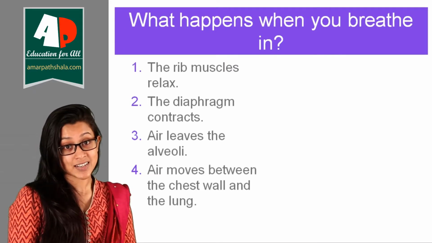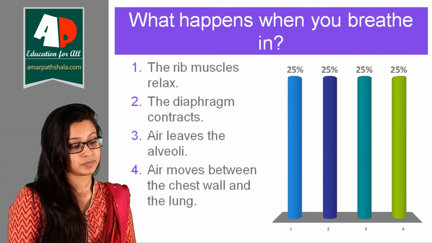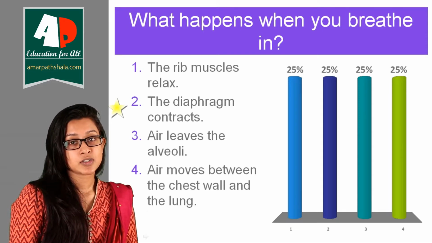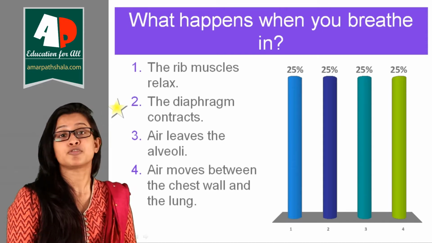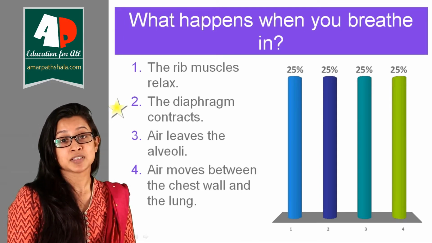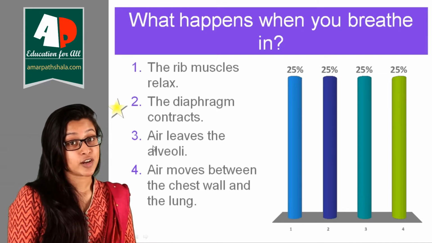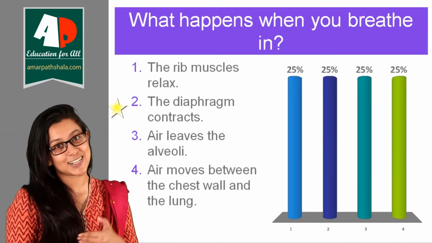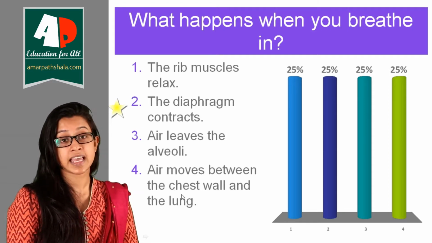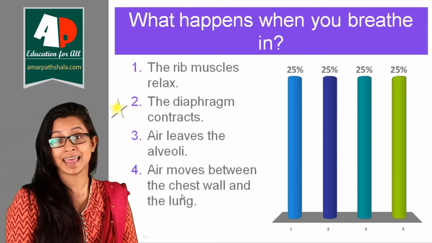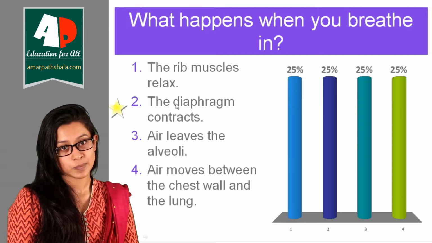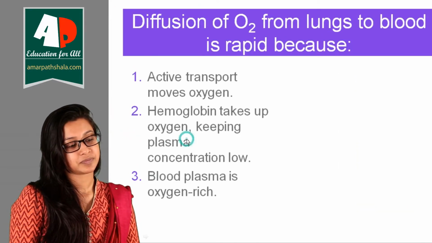So the answer is, when we breathe in, the diaphragm contracts. See, the rib muscles do not relax when we breathe in. From part 1, if you have paid attention, when we breathe in, the rib muscles contract. And air does not leave the alveoli. Air enters the alveoli when we breathe in. Nor does the air move between the chest muscle and the lungs. That does not happen, guys. So the only option there was the diaphragm contracts. Let's look into another question.